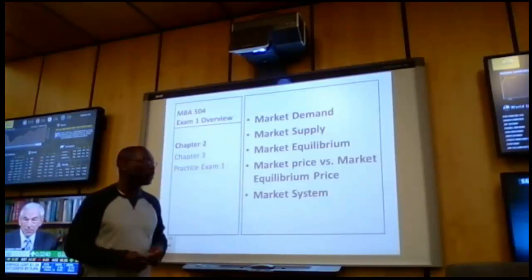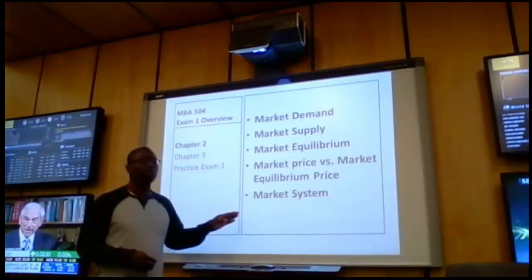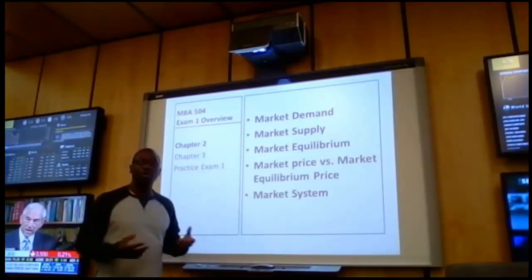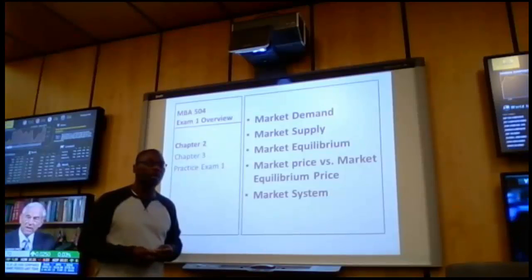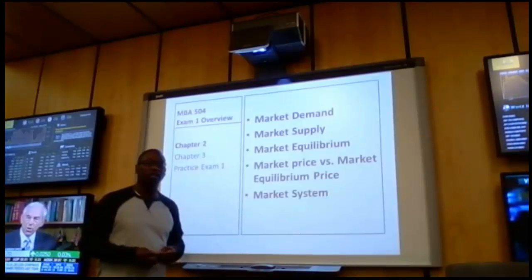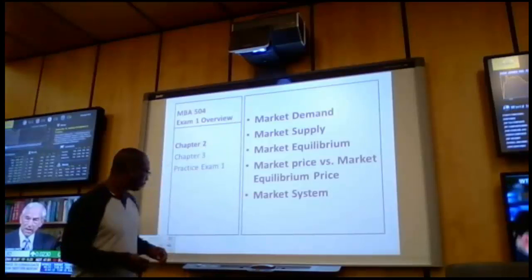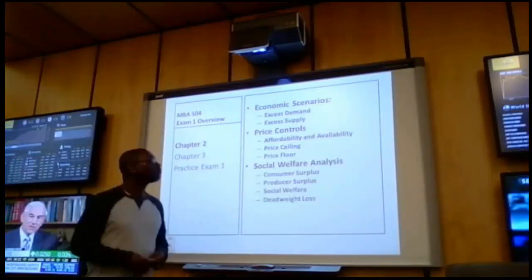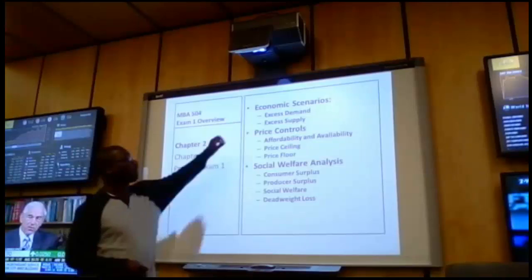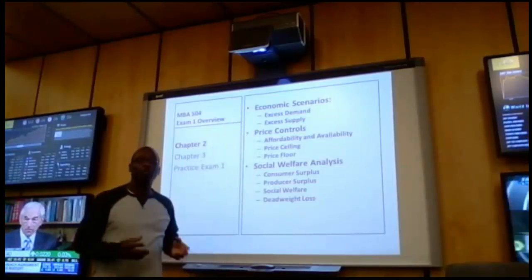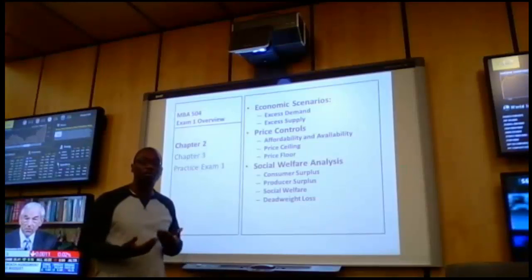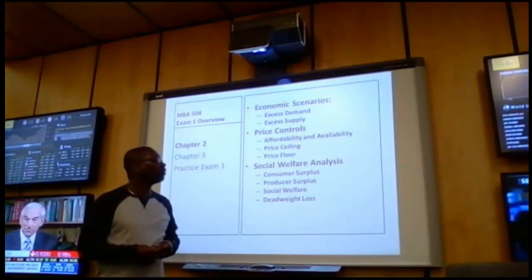We introduced the market system, which was not explicitly discussed in Chapter 2, so you need to know what the market system is, the two important functions of the market system: allocating scarce resources and distribution of goods and services. We also talked about different economic scenarios, excess demand and excess supply. You should be able to graph both and discuss how the market system would operate in both scenarios.